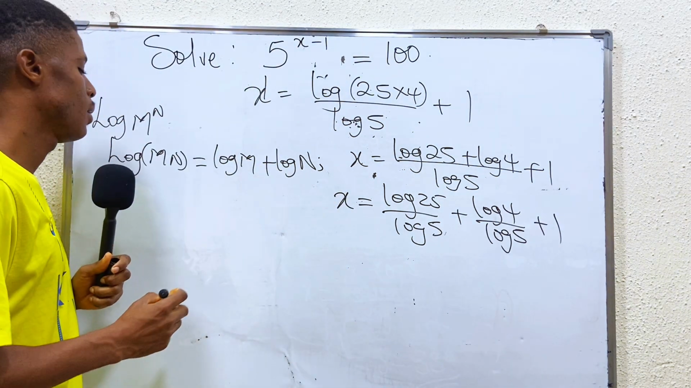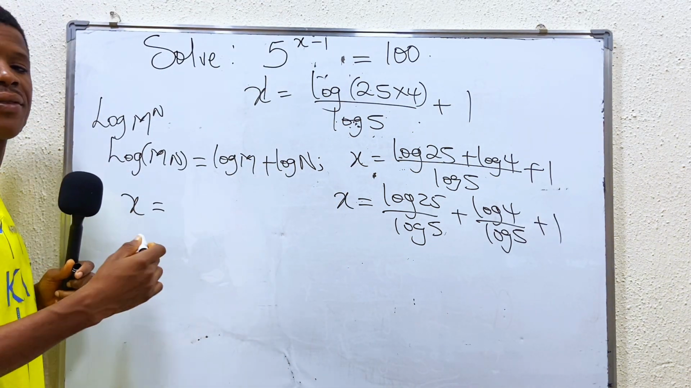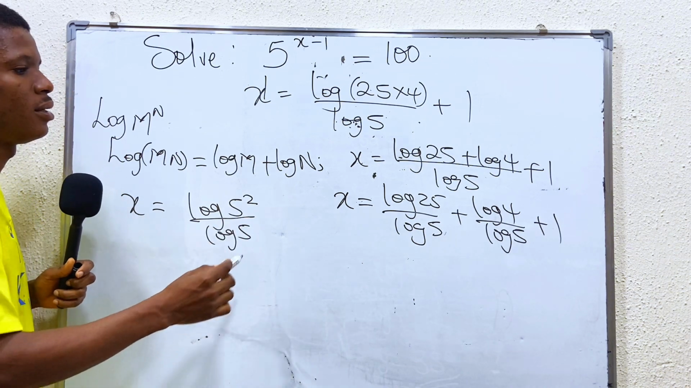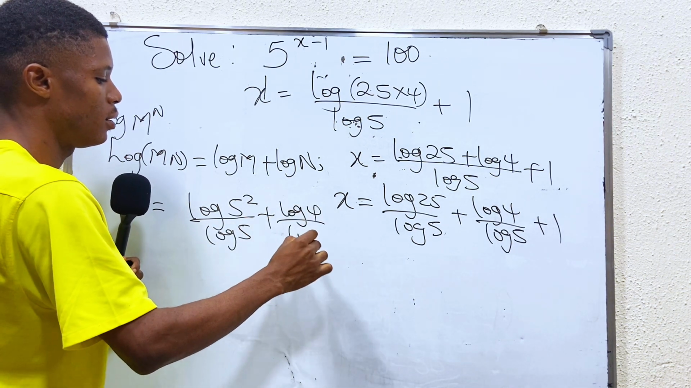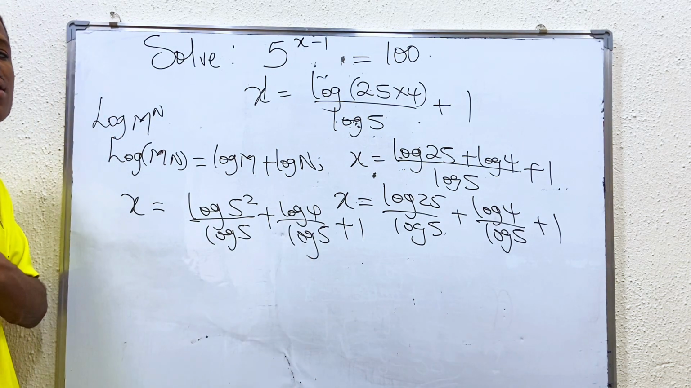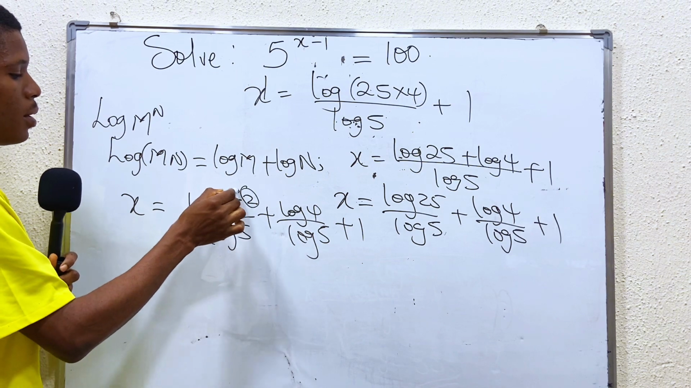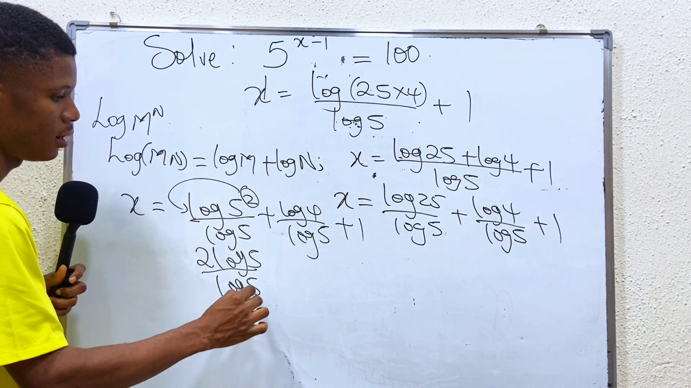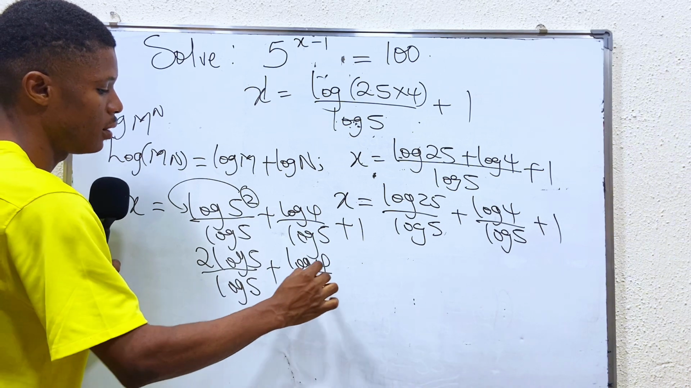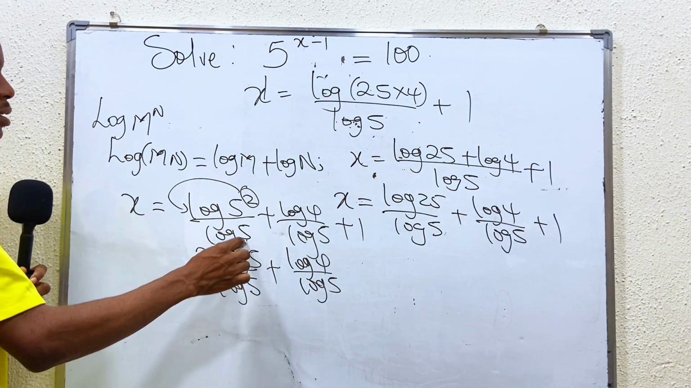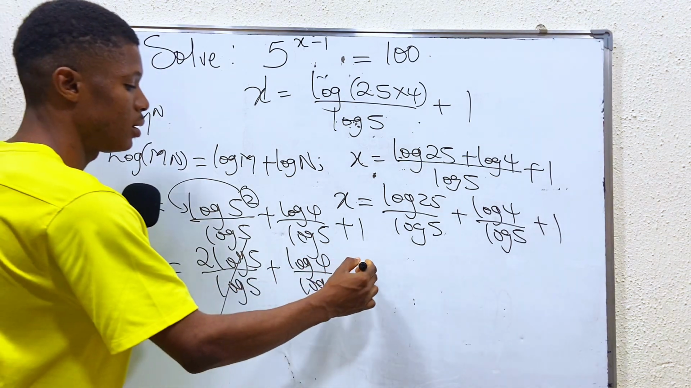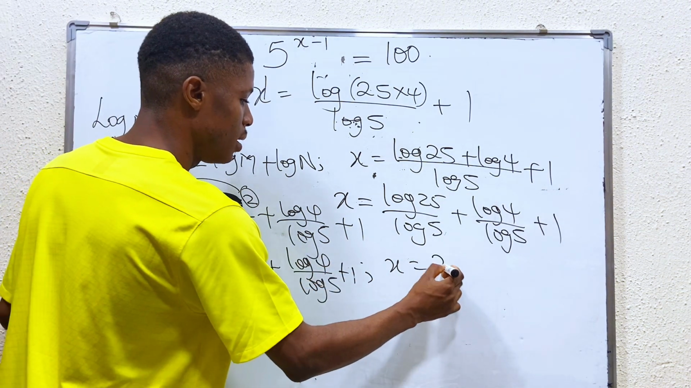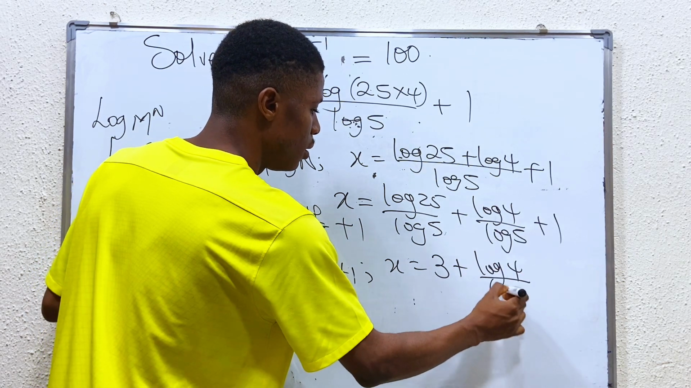25 can be seen as 5 squared. So we write it as log 5 squared over log 5, then plus log 4 over log 5 plus 1. Here, you can see that we use this power to multiply the log. So we have 2 log 5 over log 5, then plus log 4 over log 5. Here, you can see that log 5 cancels itself. We are left with x is equal to 2, plus 1 is 3. We have it as 3 plus log 4 over log 5.